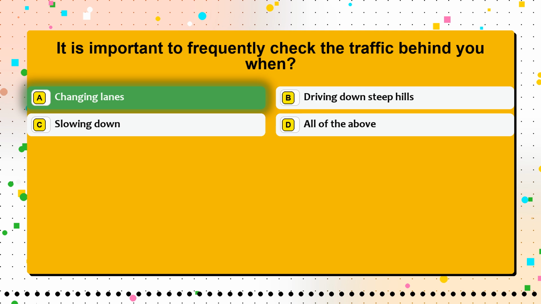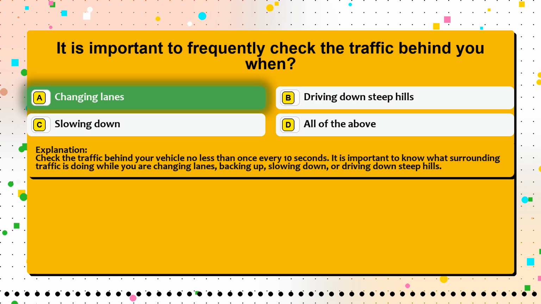The correct answer is option A. Changing lanes. Check the traffic behind your vehicle no less than once every 10 seconds. It is important to know what surrounding traffic is doing while you're changing lanes, backing up, slowing down, or driving down steep hills.